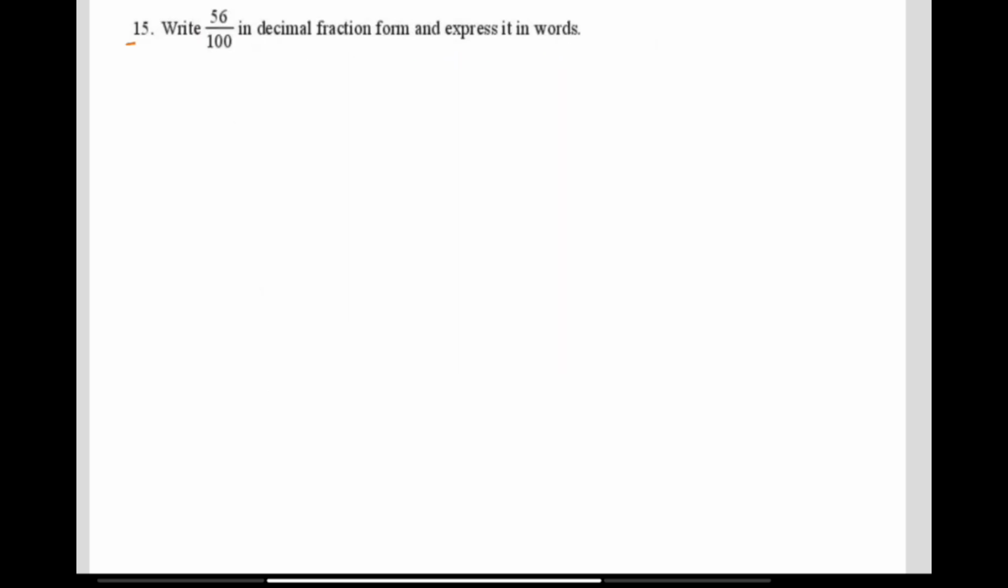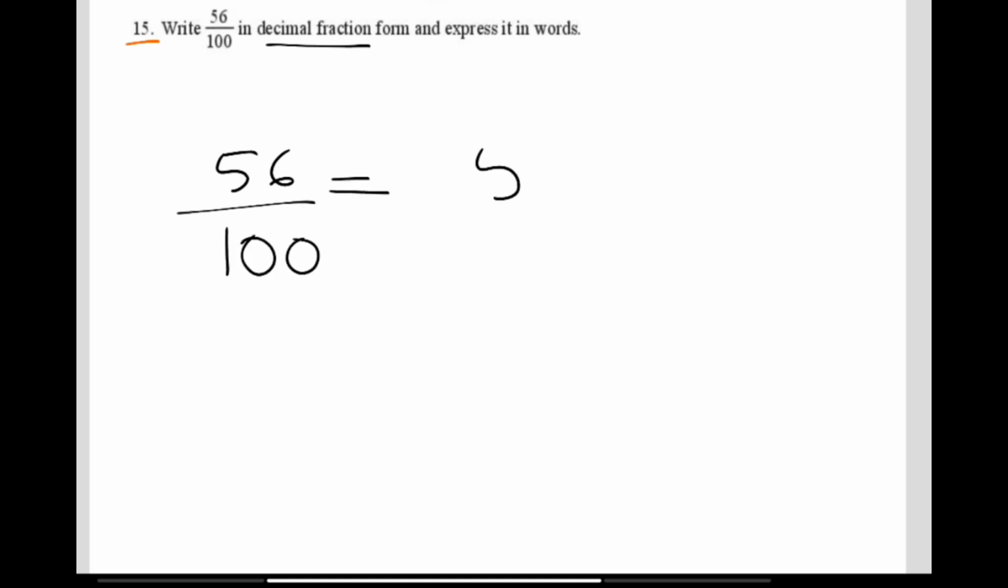Yes, so question number 15, right? Write 56 divided by 100 in decimal fraction form and express it in words. It is very easy, as you know. So if we take this 56 divided by 100, here you have to write this number as it is, the 56. If you see how many zeros are there, 2 zeros are there. So you have to put the decimal point after 2 digits, and then we'll put the 0.